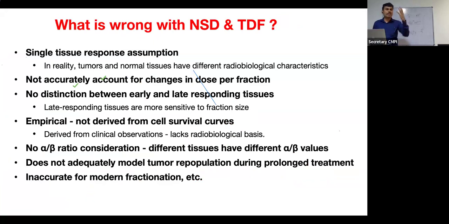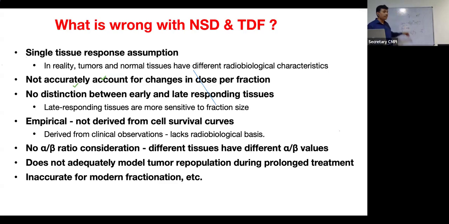Now, there are certain limitations for NSD and TDF. Single tissue, because this is a single tissue response assumption. If you see this equation, nowhere is it mentioned for tumor or tissues; different types of radiosensitivity parameters are not taken care of. Just the number of fractions and dose per fraction. So actual radiobiology, alpha by beta values, cell sensitivity, nothing has been taken into this calculation. It is more or less an empirical relation. NSD is empirical, not derived from a cell survival curve. And there is no distinction between early reacting and late reacting normal tissues.